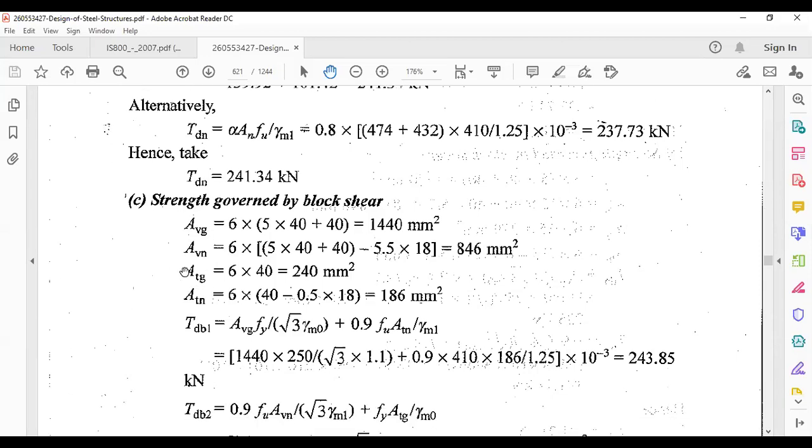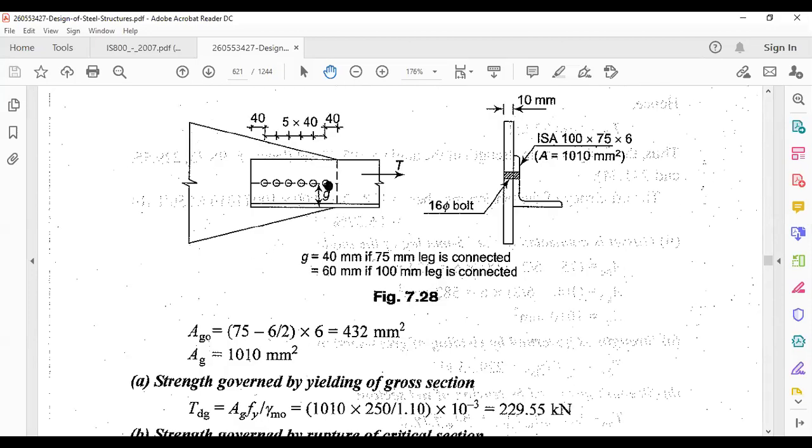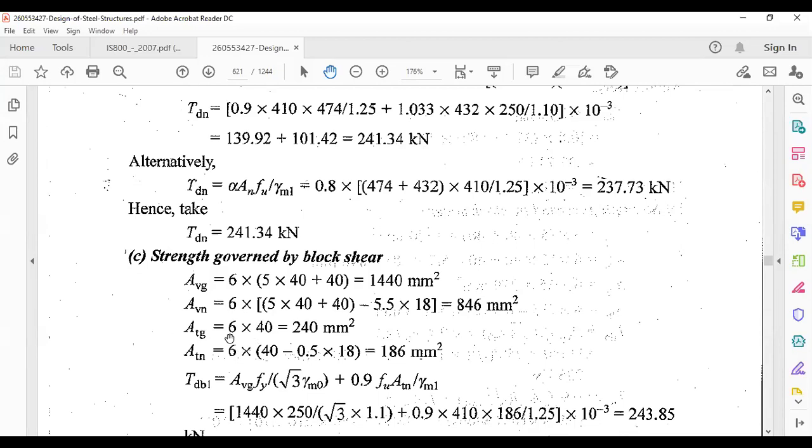Other than this, along the tension plane, again you have to calculate the gross area and the net area by the same technique we did here. The gross area will be this distance G multiplied by the angle thickness, from the center of this bolt hole up to the end of this angle, perpendicular to the force. So this distance into the thickness of the angle will be the gross area in tension. So 6, the thickness of the angle, into 40, that is the G distance, so 240 mm square.